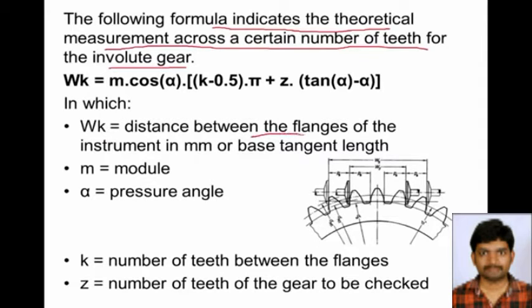Wk is the distance between the flanges of the instrument in mm, or base tangent length, where m is the module and alpha is the pressure angle. Okay, so k is the number of teeth between the flanges and z is the number of teeth of the gear to be checked.